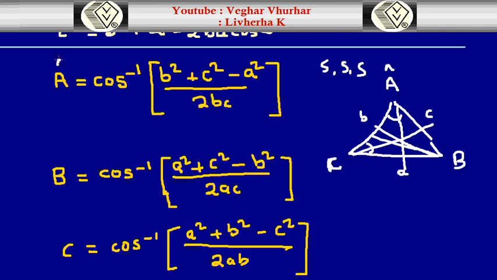This represents the angle, this one. So as you can see, this is the arc cosine, the arc cosine. So this is how you deal with the cosine rule.